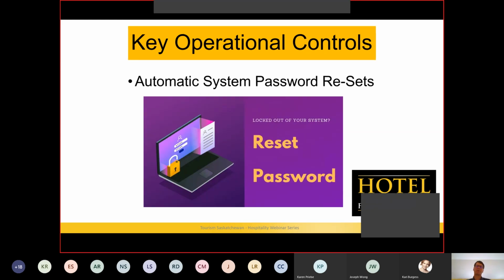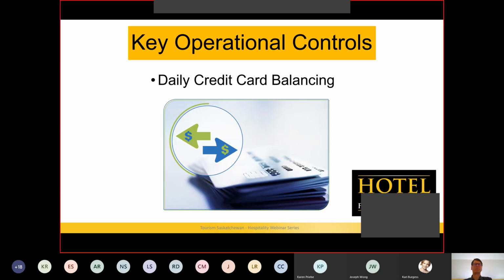Automatic systems for password resets. So it's a pain in the backside these days, but we need to have systems that automatically ask us to change our passwords these days. Make sure that those are done frequently and that the password is of a correct quality. Because if we don't have this process, people come and go in our business, and all of a sudden, they still have access to our system. It can create a big problem.